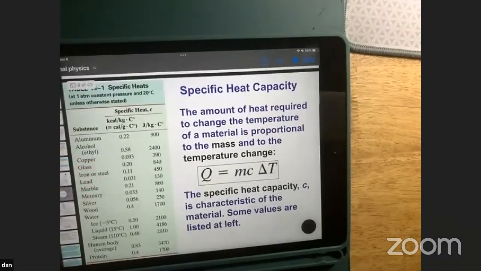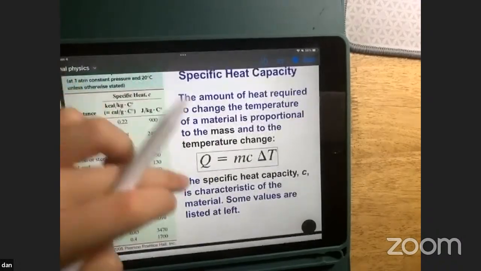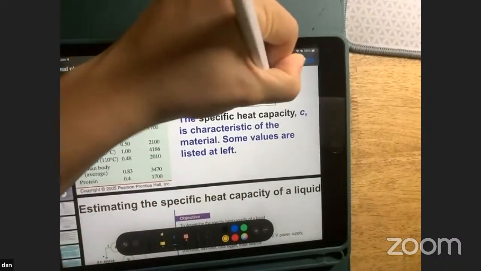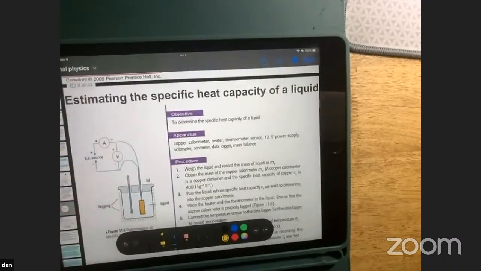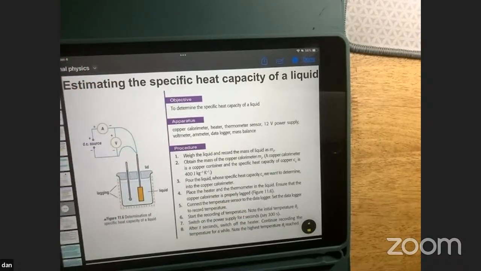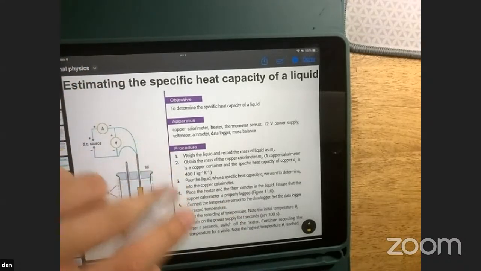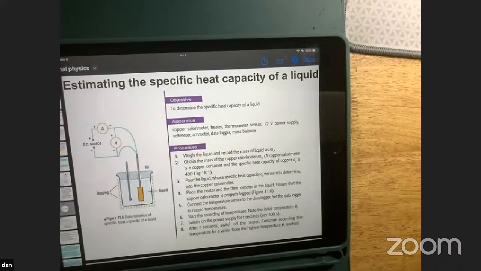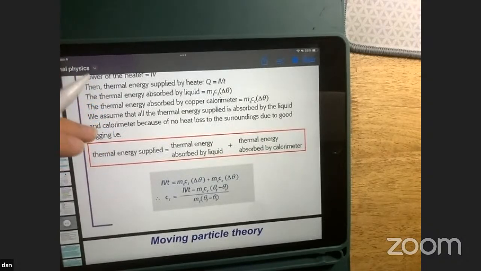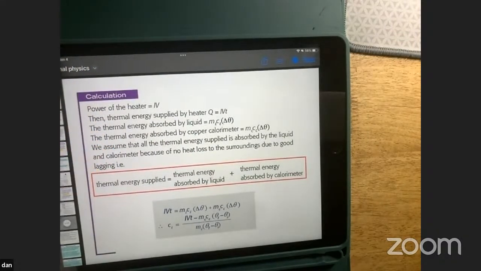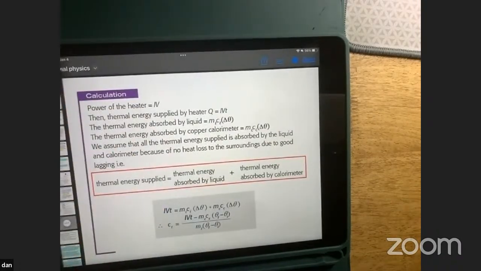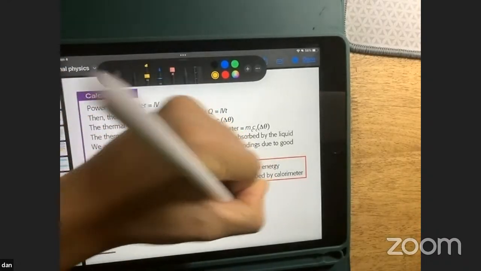Okay. Specific capacity, Q is mcΔT. I know this one. It's highlighted anyways. Estimating specific heat capacity of a group. Brilliant. Okay. Thermal energies. This looks like I might need this.